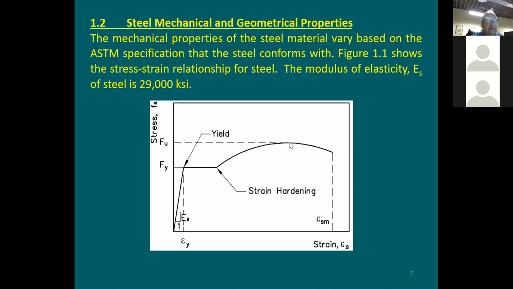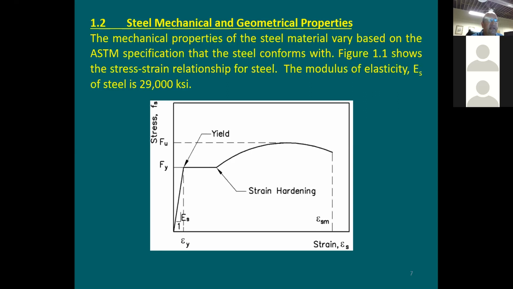After that, you're going to see the stress curve decline, and at certain points it's going to fail. So it's going to be the failure point. This point we call the maximum steel strain. Epsilon sub M is going to be the maximum steel strain. It doesn't happen with the maximum steel stress.